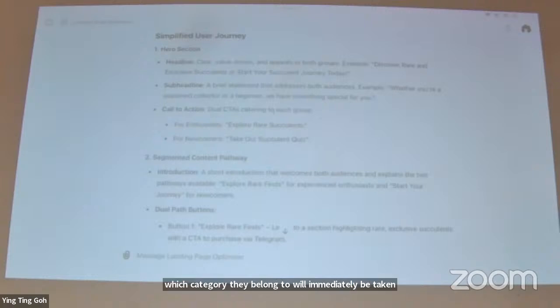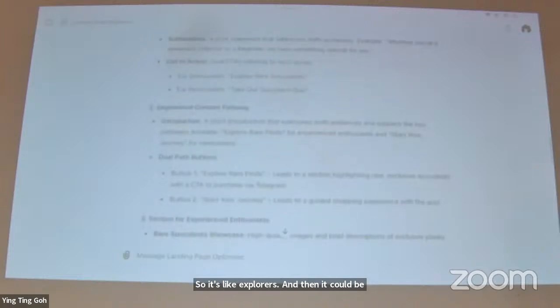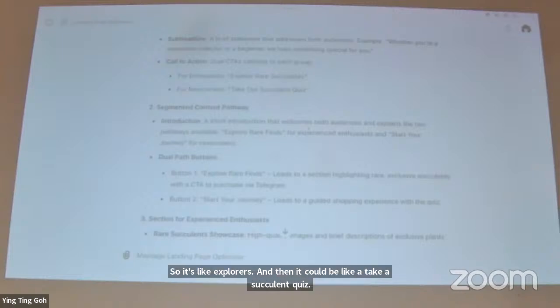So it's like explore rare succulents, and then it could be like take a succulent quiz. Segmented content pathway. And then it's proposing like a short intro, welcomes both audiences, for newcomers and experienced enthusiasts. And then below the video, there's 2 buttons. So here it's clearly thinking, I have very different types of audience coming. I need to be able to hold the attention of both audiences, what might be really relevant for them and how might I get them to click on whatever fulfills their journey.